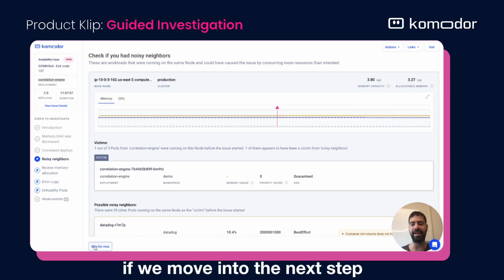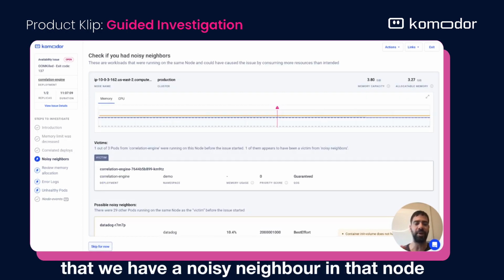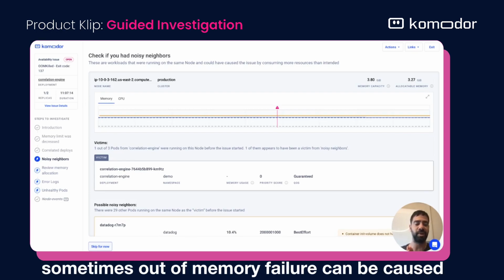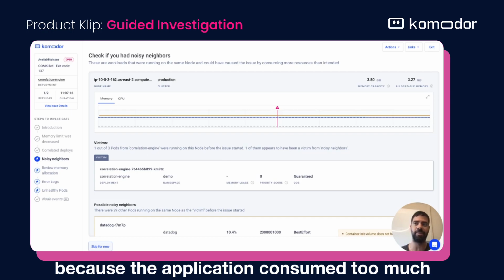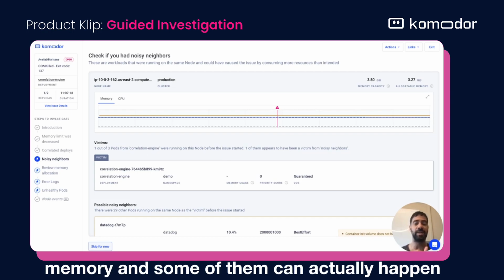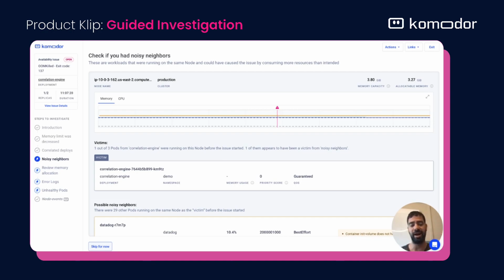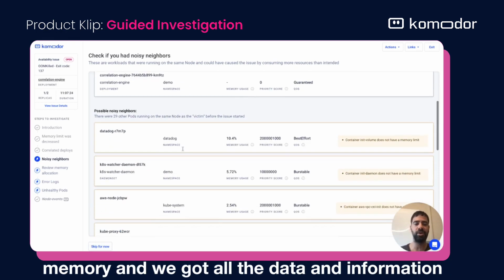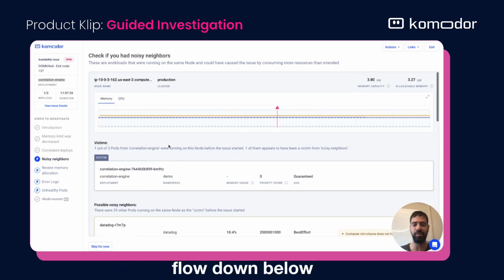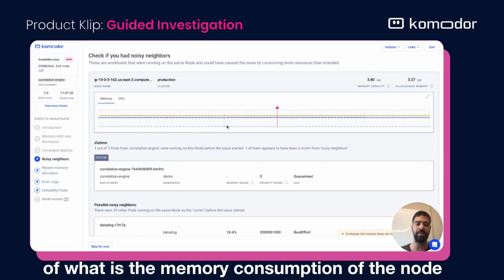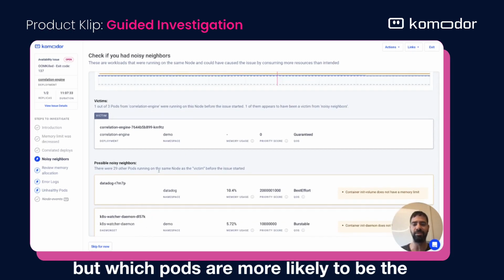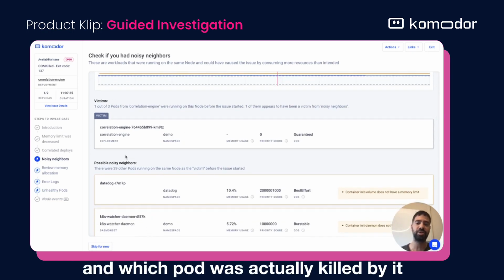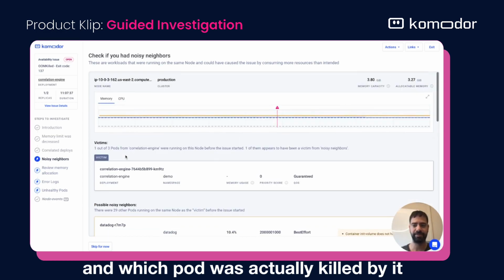If we're moving to the next step, we can see that Commodore identified that we have a noisy neighbor in that node. Sometimes an out-of-memory failure can be caused because of the application consuming too much memory, and sometimes it can happen because other pods are consuming all the node's memory. We get all the data and the information flow down below of what is the memory consumption of the node, which pods are more likely to be the noisy neighbor, and which pod was actually killed by it.